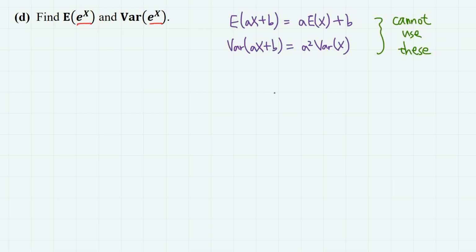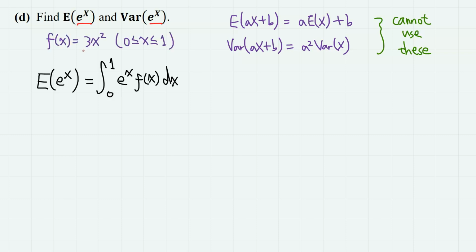And finally, the expected value and the variance of e to the X. Here we cannot use the linear relationship we used in the previous problem. So here we calculate the expected value and the variance from the very definition of the expected value and the variance themselves. First, the expected value of e to the X can be calculated by integrating the function e to the x times probability density function f(x) dx. Therefore, with this probability density function, we have integral 3x squared e to the x dx.